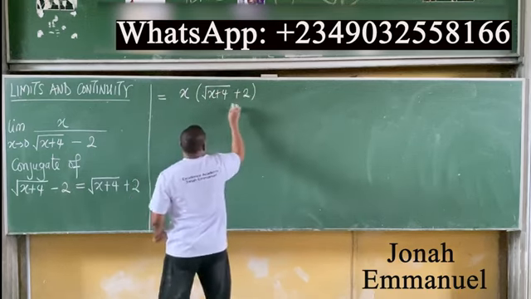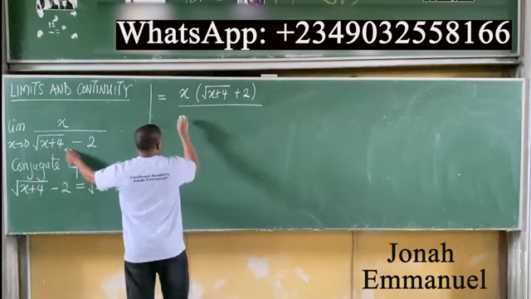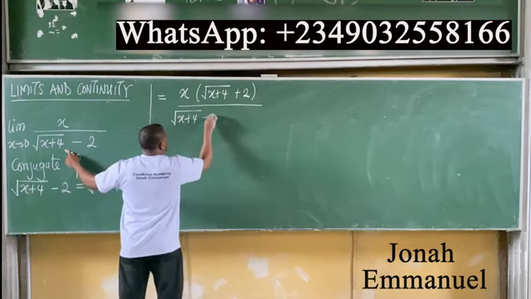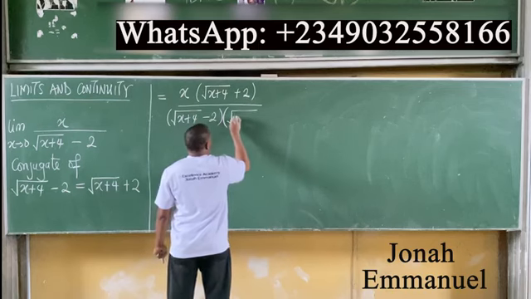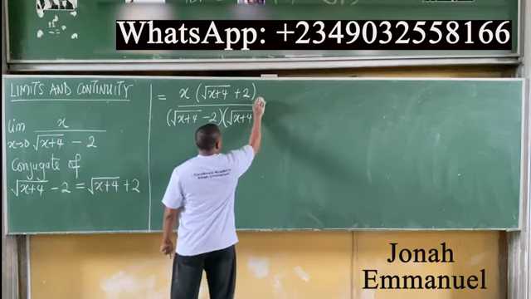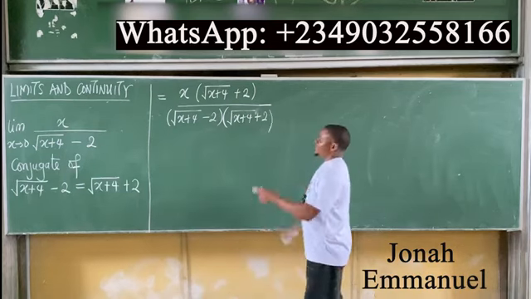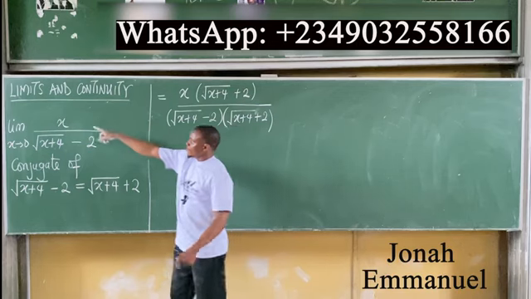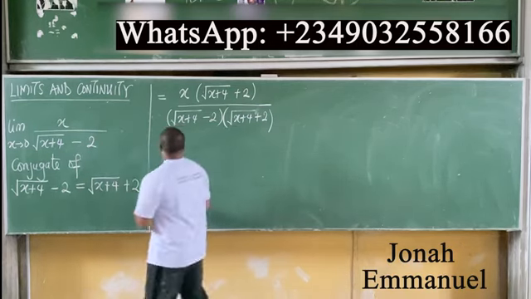This all over, multiply the denominator, this one here, root x plus 4 minus 2. This multiplies each conjugate, root x plus 4 plus 2. You have this. So multiply numerator and denominator by the conjugate. This one times the conjugate, this one times the conjugate. That's all. Let's simplify this.